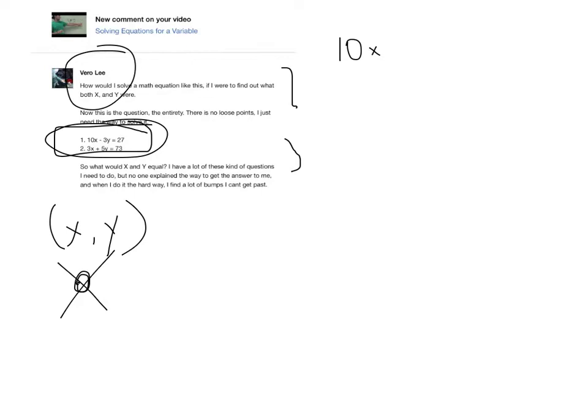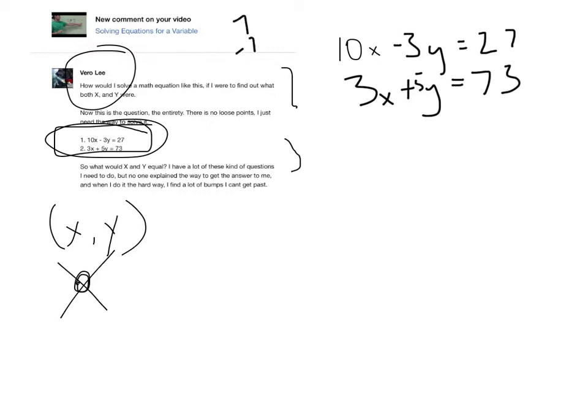10x minus 3y equals 27, and then 3x plus 5y equals 73. Now, what you need to do is make it to where your x's or your y's would be able to cancel each other out, which means you need like a 7 and a negative 7, or a 2 and a negative 2, or a negative 3 and a 3. Doesn't matter. We need it to where we can add them together and they'll equal 0.